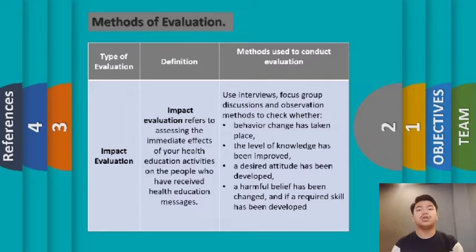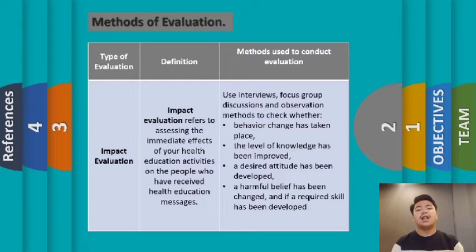I will be continuing discussing about the other two methods of evaluation. So my group mate already discussed about process evaluation. So in this video, we will be discussing about the impact evaluation and outcome evaluation. So let us start by discussing about the impact evaluation. So what is impact evaluation in health education?